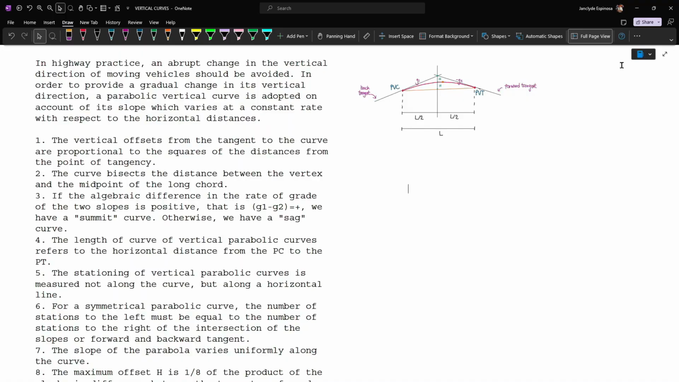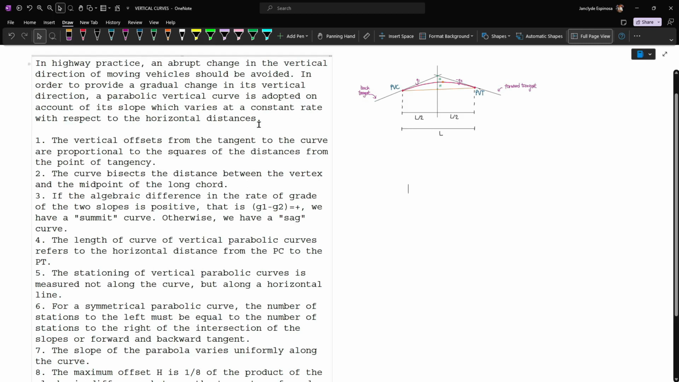In highway practice, an abrupt change in the vertical direction of moving vehicles should be avoided. Now, in order to provide a gradual change in its vertical direction, a parabolic vertical curve is adopted on account of its slope, which varies at a constant rate with respect to the horizontal distances. Now, in vertical parabolic curves, we have the following major rules.